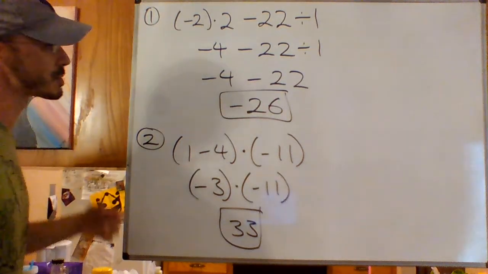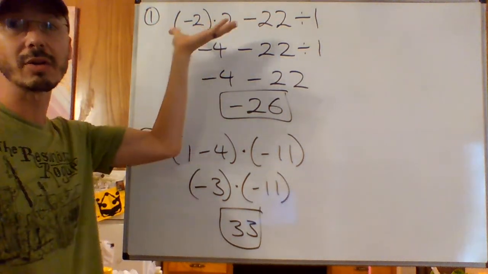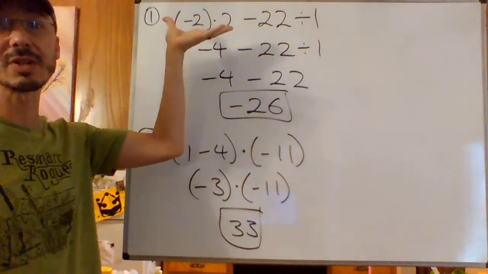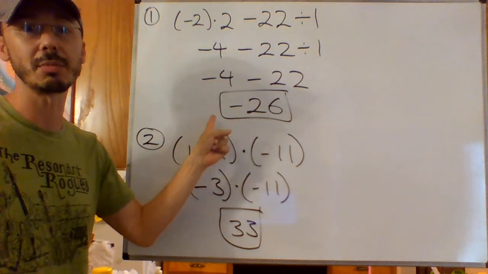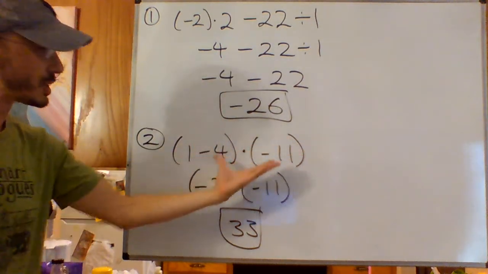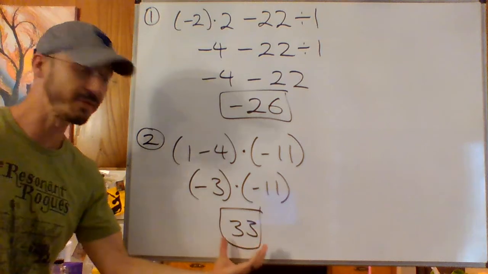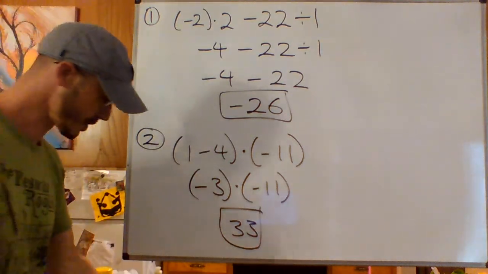What we're doing is sometimes called simplifying numerical expressions. We've got this expression with the operations and numbers. We want to get it down to a single number. Again, that's what we did in this one. We started with this expression, we simplified it down to a single number.